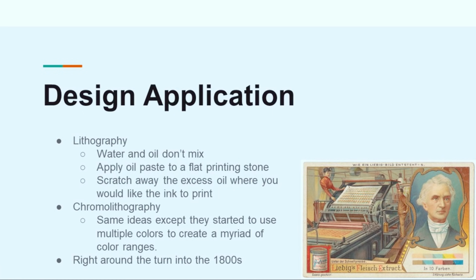Now, how lithography works is the concept that water and oil don't mix. When you apply oil paste to a flat printing stone, you scratch away the excess oil where you would like the ink to print, and that is where the print lays down. And so you're able to produce, very quickly and in very strong detail, the work that you would like to create. This was created around the turn of the 1800s, so late 1700s, early 1800s is when we see this technology come into play.